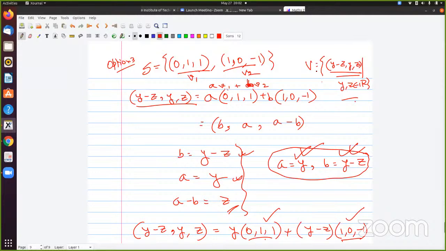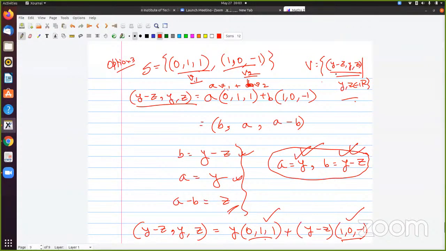First of all, you tell me what we have to do here. Do you understand that? We are just telling whether it is a span of the existing vector space V or not. If we put Y and Z, we find the value of A and B, so we can span. So the question is, by using linear combination of V1 and V2, can we write every element of V? That is the question, right?